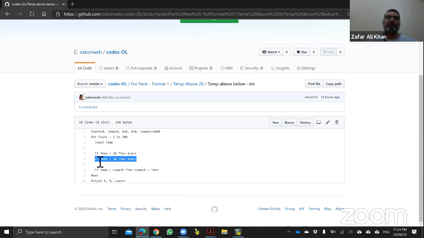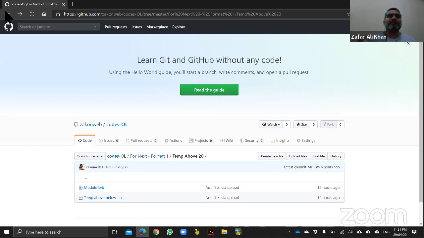So A will be holding the number of times temperature is above 20, and B will be holding the times the temperature was below 10. And similarly, we don't have highest over here, we have rather only lowest. So if the temperature entered is less than lowest, then lowest is equal to temperature, and then we will output A, B, and lowest. A is how many times it was above 20, B is how many times it was below 10, and the lowest is what. So since we don't have highest, we have only lowest, so we made just lowest 1000 positive side. So that's it with the simple.